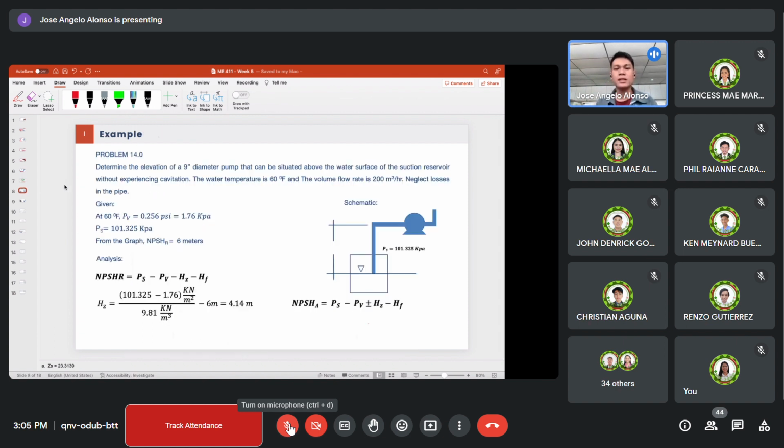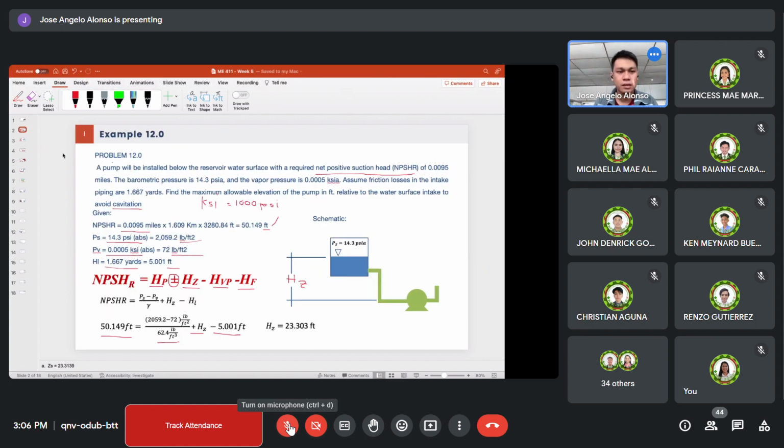So, example 14.0. Last example natin, this is to provide a more clearer view dun sa pump chart natin or pump performance curve. So, let's try to solve it in terms of exercises.